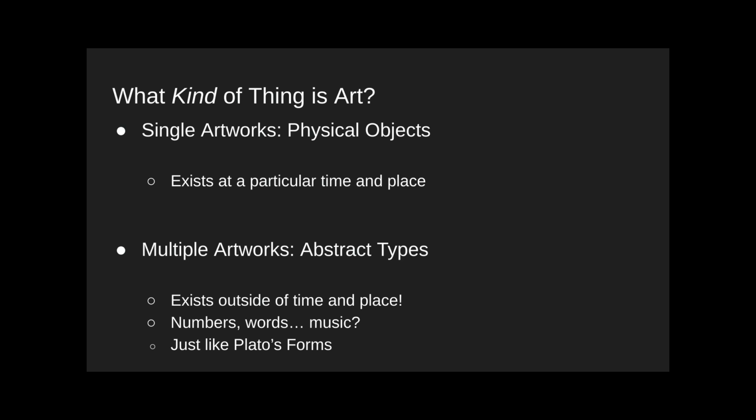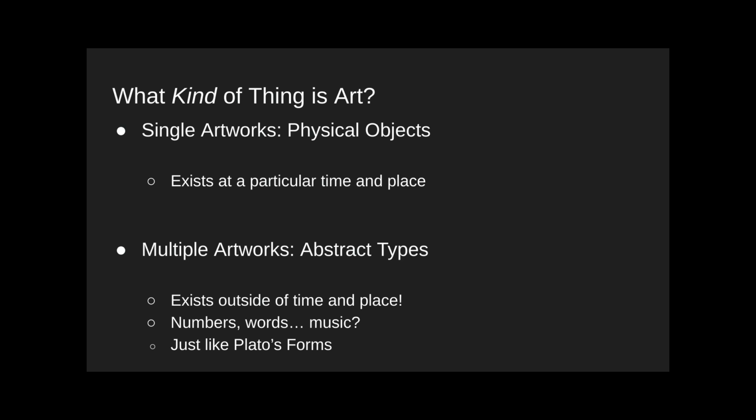But then when it comes to something like the novel Pride and Prejudice or the song Yellow by Coldplay, it doesn't seem like you can identify any particular physical object which is the artwork there. So the theory goes, well, for multiple artworks like that, those must be what are called abstract types. So a type is something that exists outside of time and space. It doesn't have any particular place or time at which it exists.